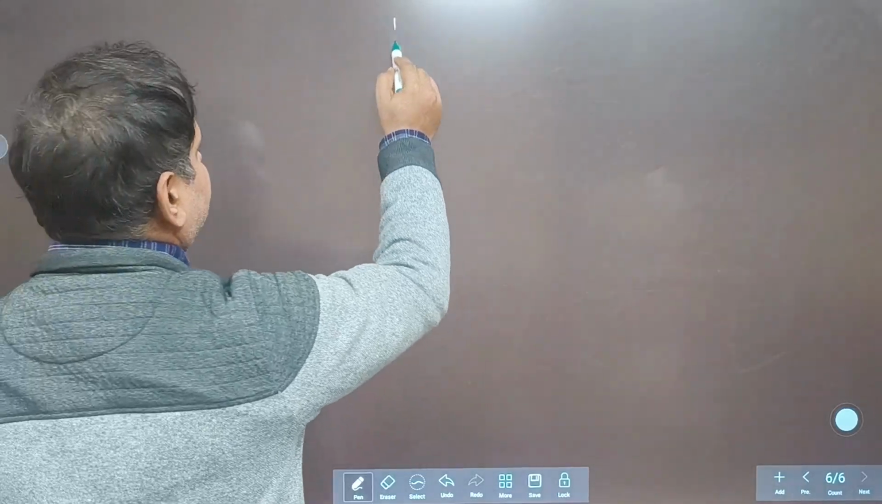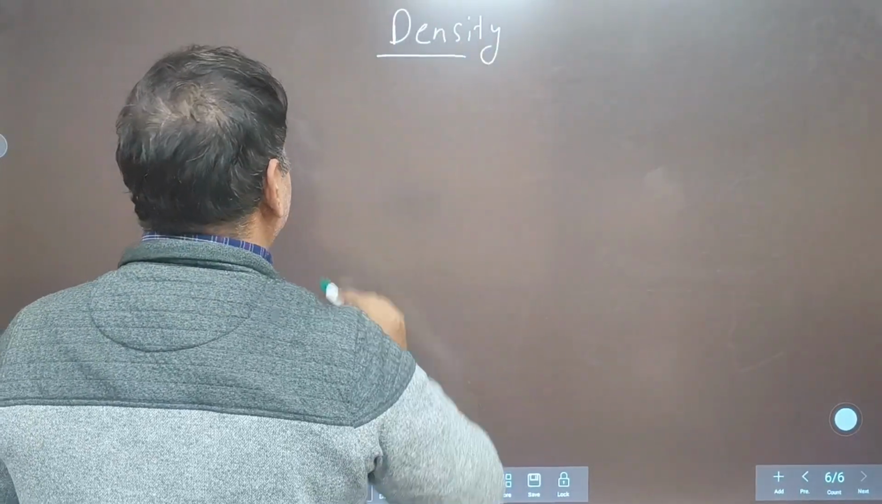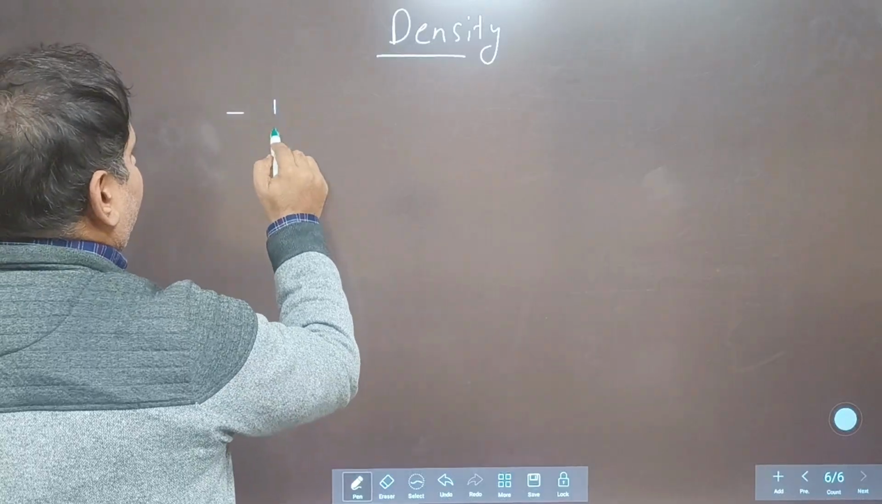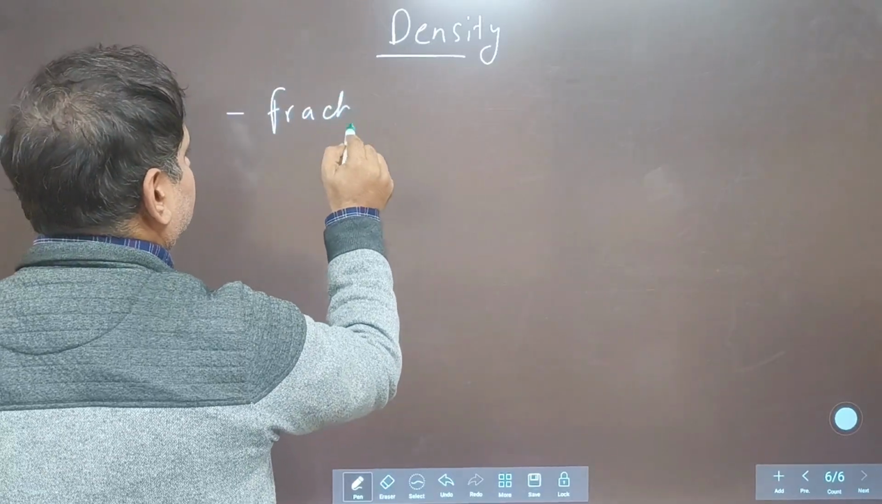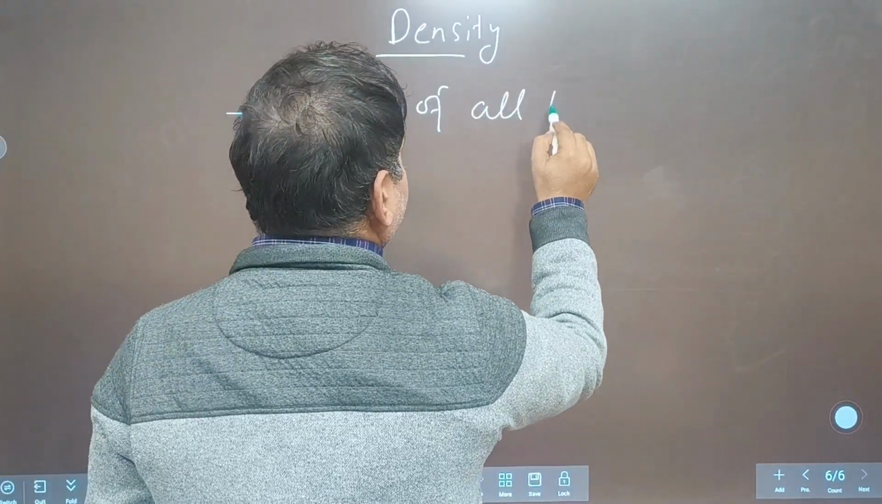The next measure is density. When we talk about density, what is density? It is the fraction of all the edges in the network.